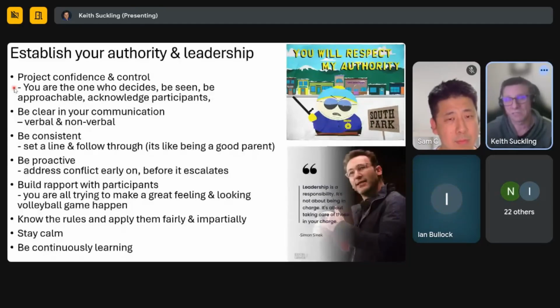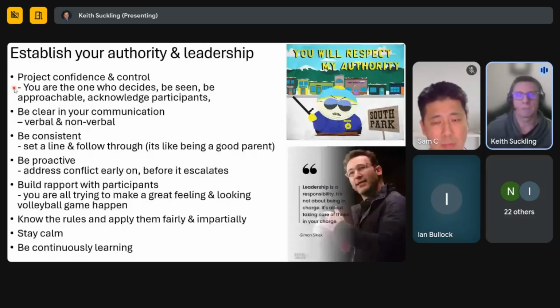That means acknowledging the participants, that means acknowledging the spectators, and that means particularly acknowledging your refereeing team, line judge, scorers, and everyone. It's not good enough for someone to be speaking harshly to one of them and you doing nothing about it, even if they are very experienced or they can look after themselves. Yes, they might be able to look after themselves, but you need to look after them as well. That's part of what that confidence and control looks like.